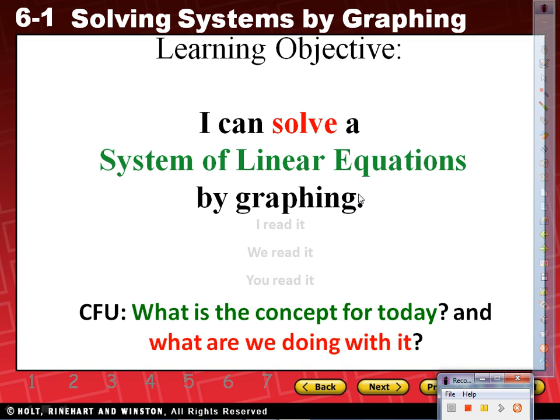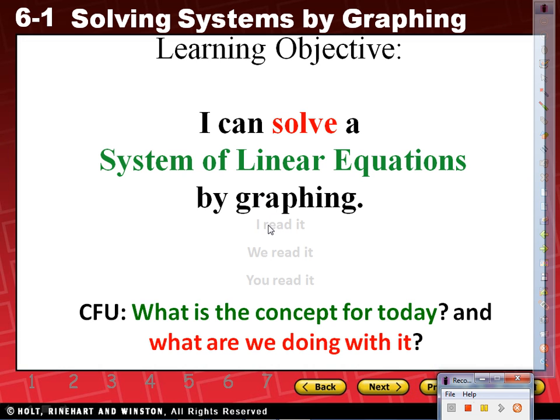By graphing. Let's read it together. 1, 2, 3. I can solve a system of linear equations by graphing. So today we start a new concept, which is system of linear equations. We know what linear equations are, but what is a system of linear equations?